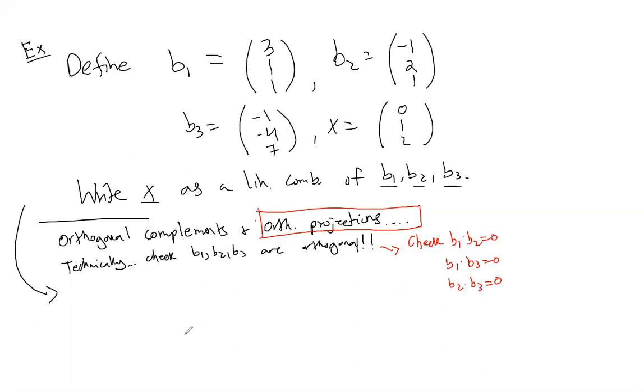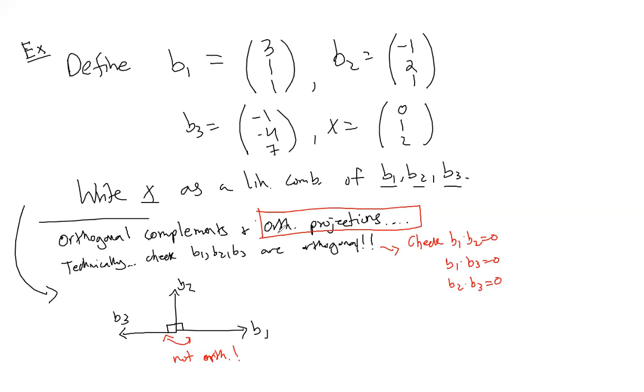Okay, thank you. Yeah, because you could have something like this: B1, B2, and B3. B1 and B2 are orthogonal, B3 and B2 are orthogonal, but B1 and B3 are not orthogonal. So you need to check every pair.